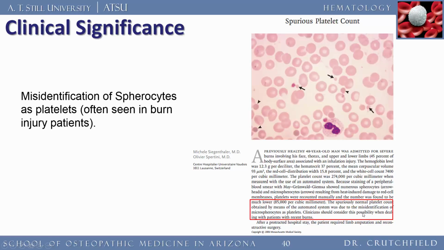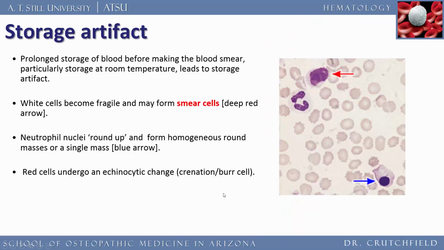So physicians should consider the possibility when dealing with patients with a burn. So the misidentification of a spherocyte as a platelet. They're saying that this 85,000 is normal. I will tell you that that is low normal. And so if it didn't count these spherocytes as platelets, your number would have been even lower, which is a bad thing. So here's what happens when we store red blood cells.